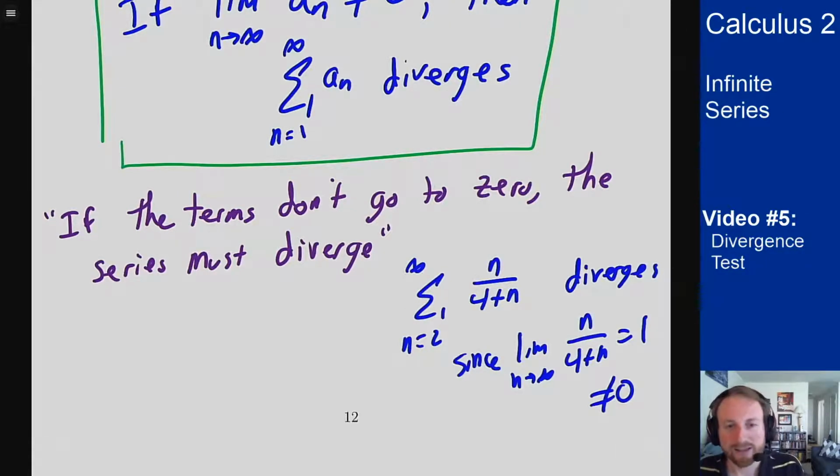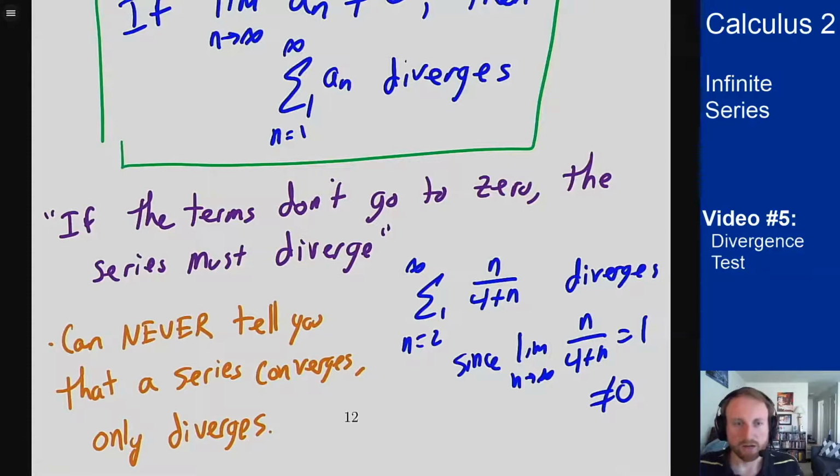However, this test says nothing about if a series converges, right? You can never get a result that says, therefore this series converges, from this test, hence why we call it the divergence test. This can never tell you that a series converges, only that it diverges. Just because the terms go to 0 doesn't mean that it converges, but the terms not going to 0 means that it must diverge.